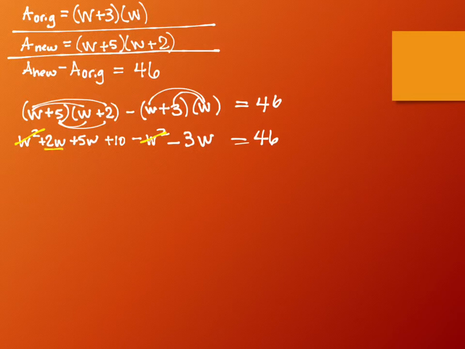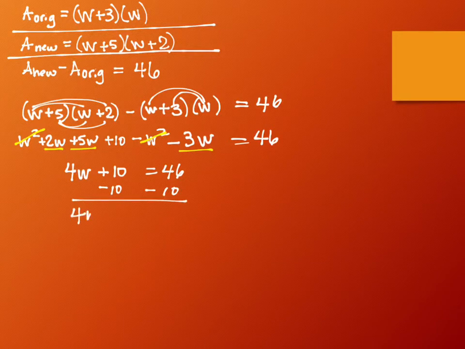I have 2 and 5, which makes 7, minus 3. So I have 4W plus 10 equals 46. That's where I am at this point. What's next? Subtract 10. So this is 4W equals 36. And then divide by 4. And W will equal 9.